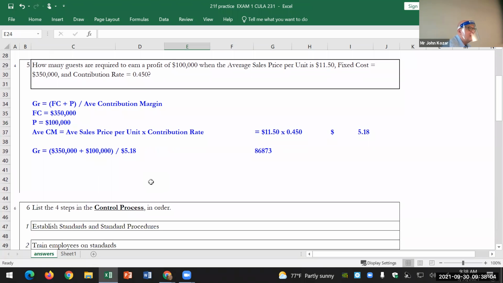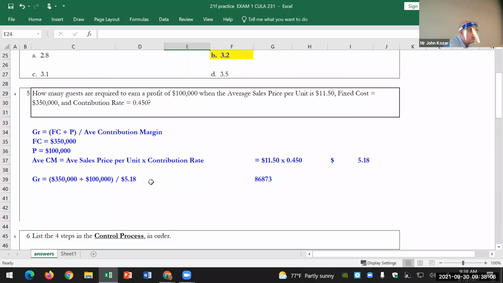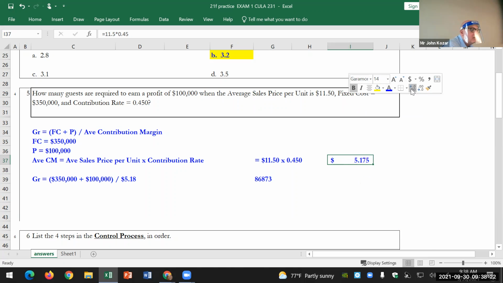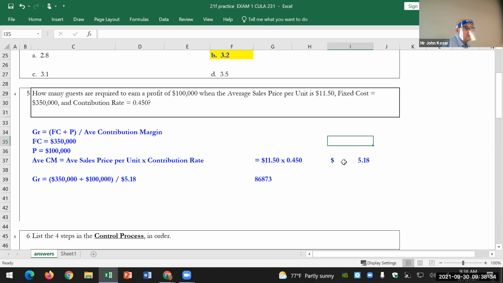Yes. Wait, the average contribution margin? Yes, because let's see if we did. Yeah, I think it's, if you do that, I'll be able to figure out what you did. So, I'll give you credit for that, but normally I would do that.